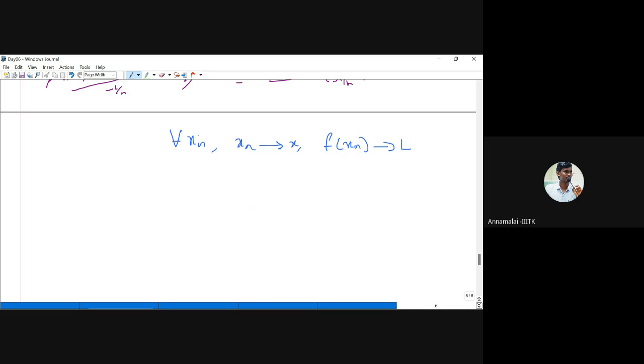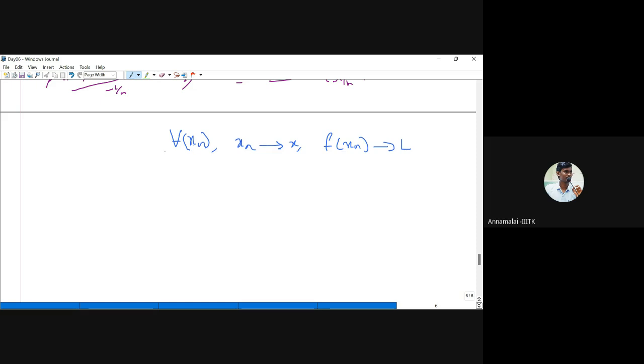Okay, if you take any sequence. So if you want to find the right hand limit, if you take any positive sequence, that is any sequence xn which is bigger than x but converges to x, what is f of xn? If you want to find the left limit, if you take any sequence xn which is less than x, then we have to check what f of xn converges to.